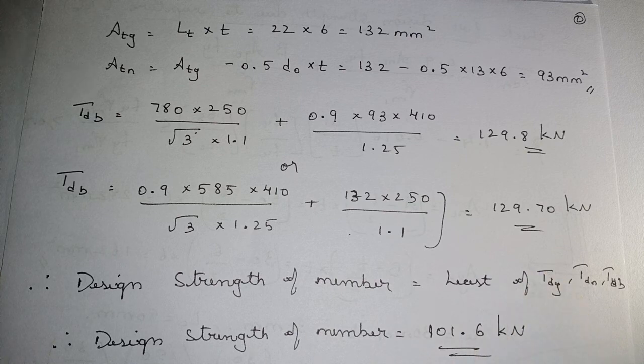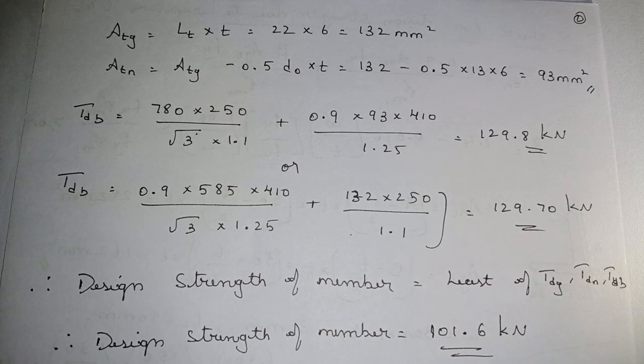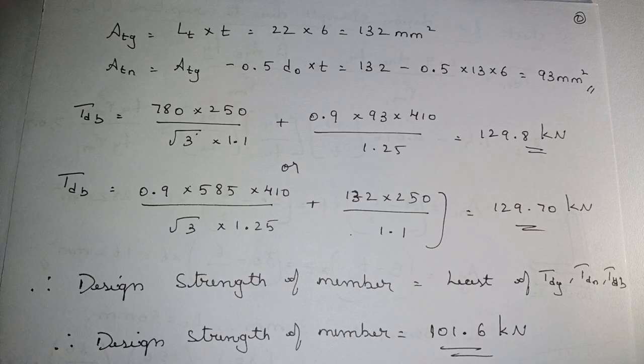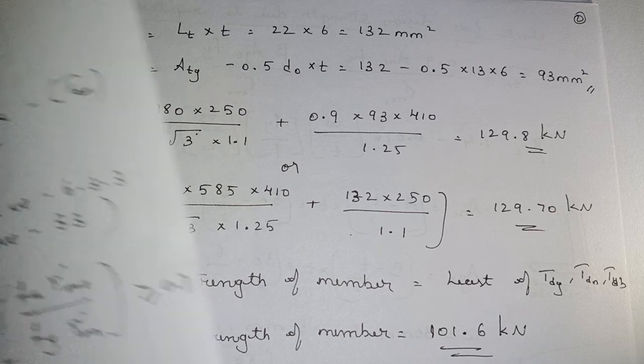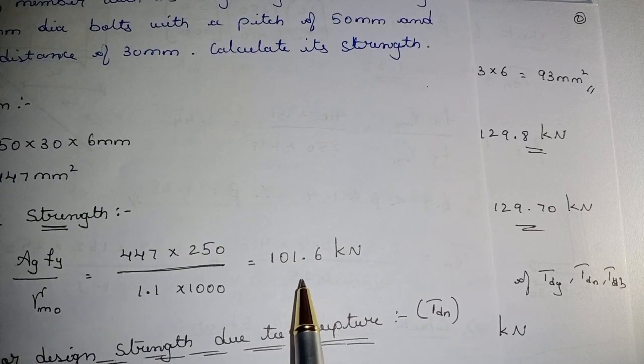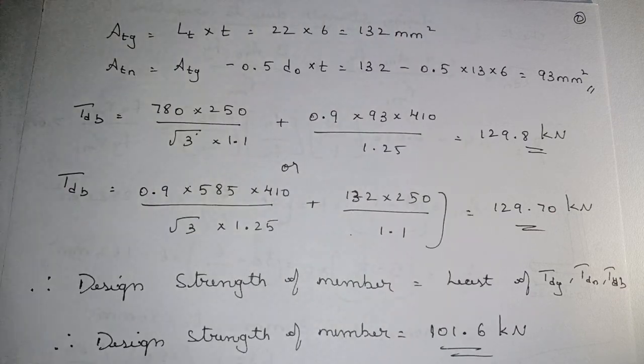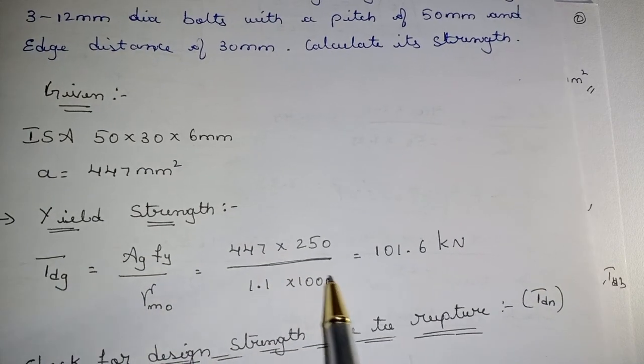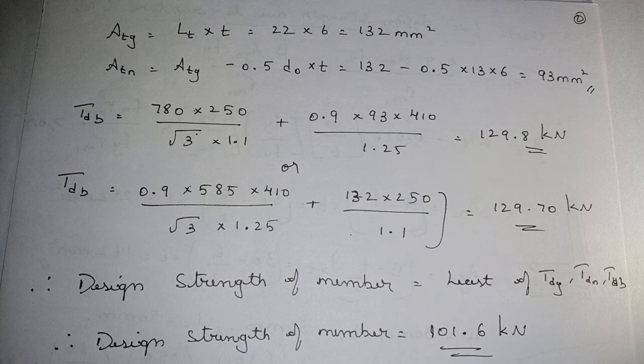So now this is the one thing, that is 129.7. So when we talk about the rupture, how much we got? 107, right? 107 is for rupture. Now when we talk about the yielding, 101.6. So now which is the least? In all the values, least one will be the yield strength of 101. So that will be the strength of the member. So finally we need to conclude it as strength of the member as 101.6. I hope you understood. So thank you.